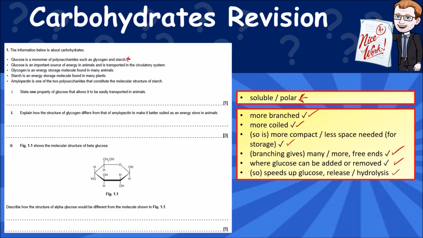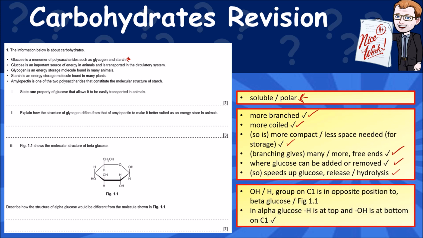either by condensation reaction or hydrolysis, respectively. Right, for the molecule below, describe how the structure of alpha glucose will differ from that in figure 1.1. It's relatively easy. That OH group there would be flipped around in the opposite direction.